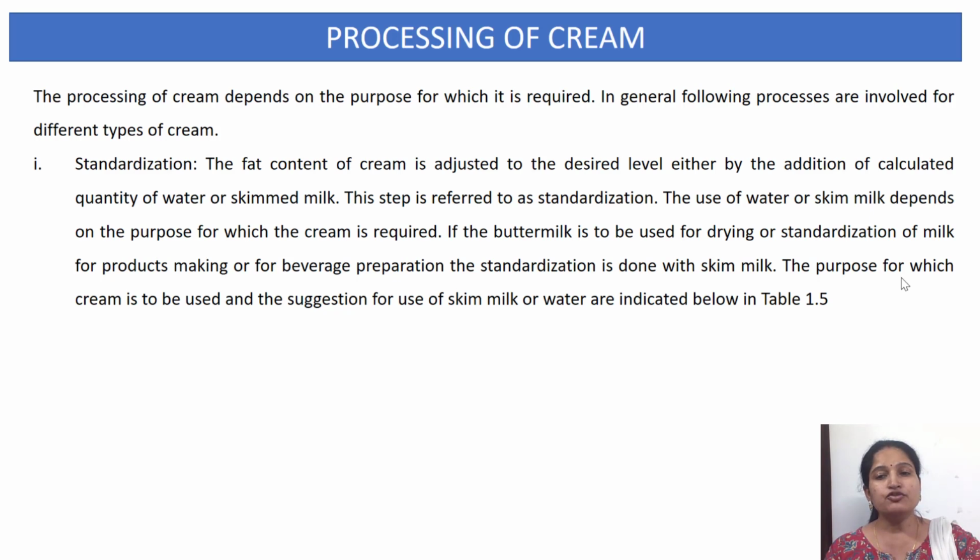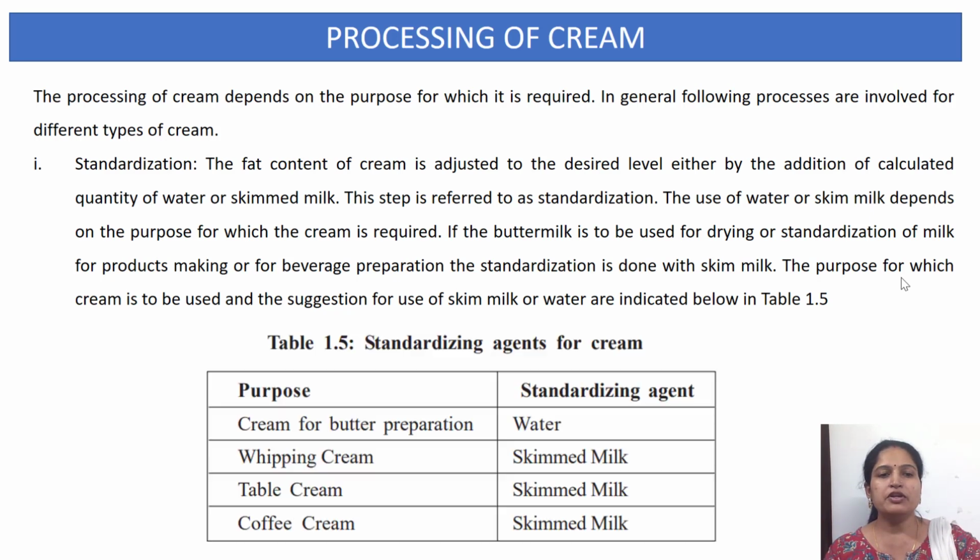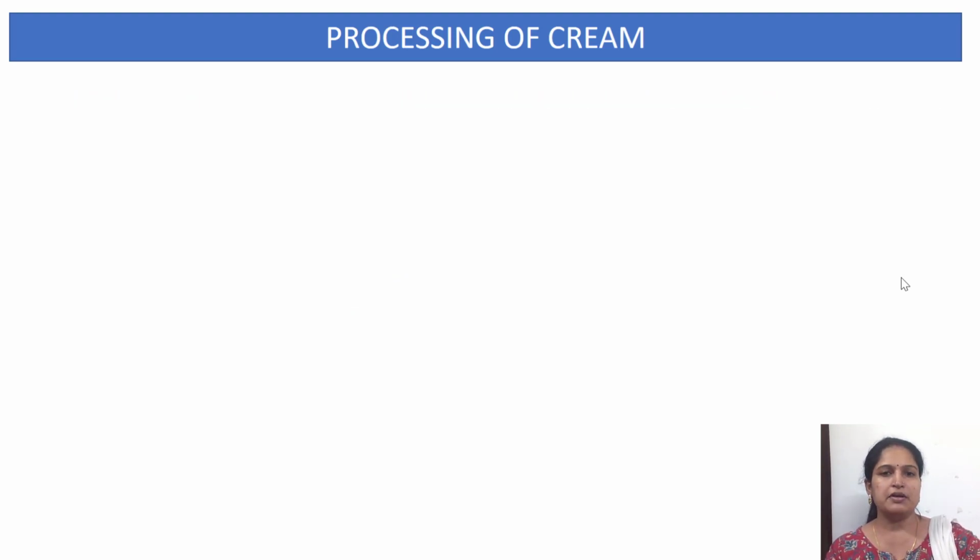If the buttermilk is to be used for drying, or for standardization of milk for product making or beverage preparation, the standardization is done with skim milk. The purpose for which cream is to be used and the suggestions for use of skim milk or water are indicated below in table 1.5. That is, for cream for butter preparation, we can use water for standardization, while for whipping cream, table cream and coffee cream, we use skim milk for standardization.